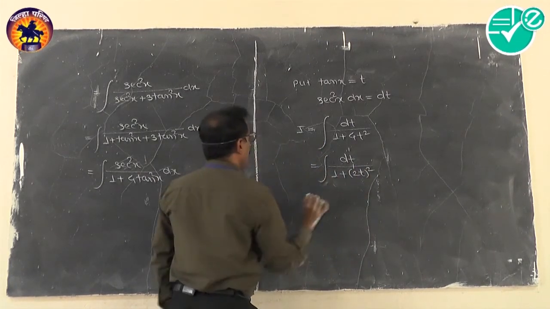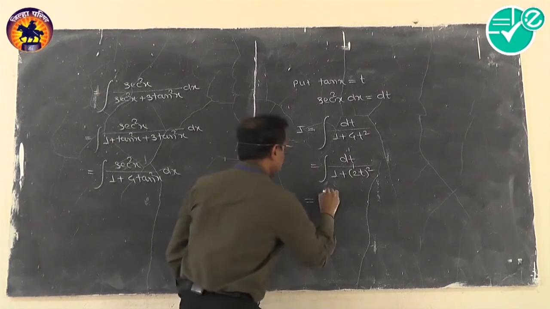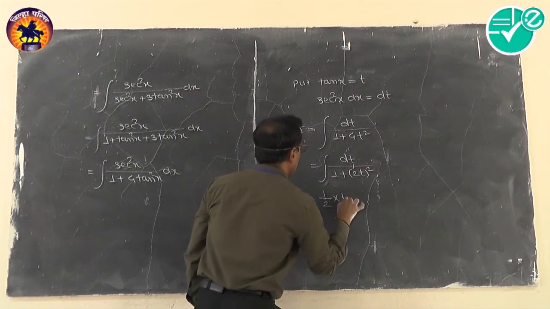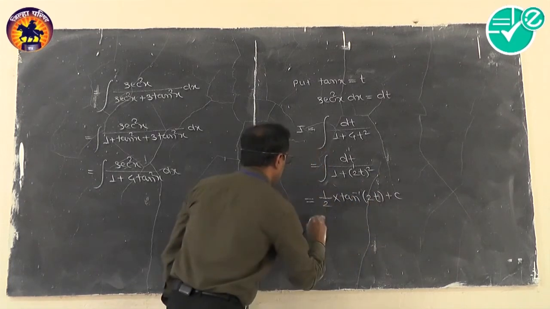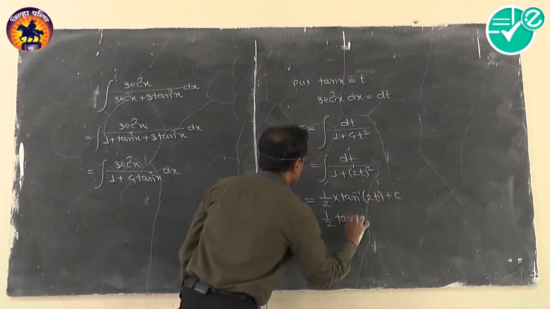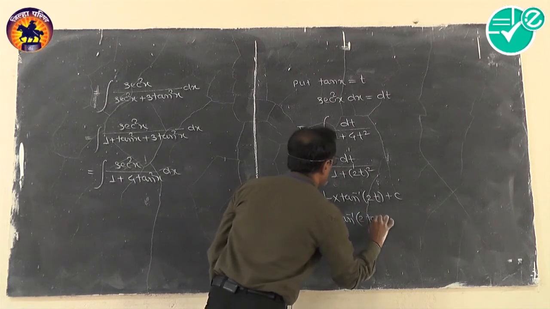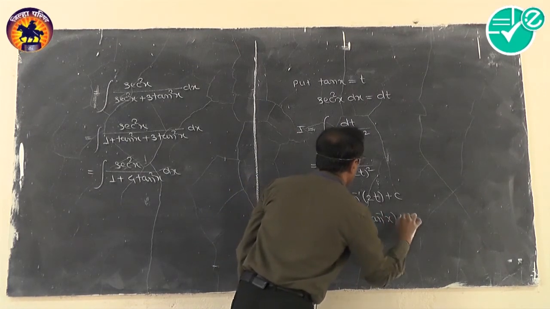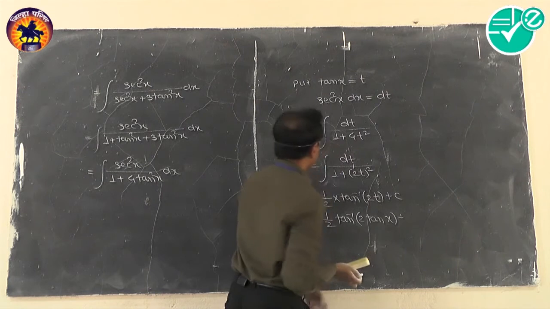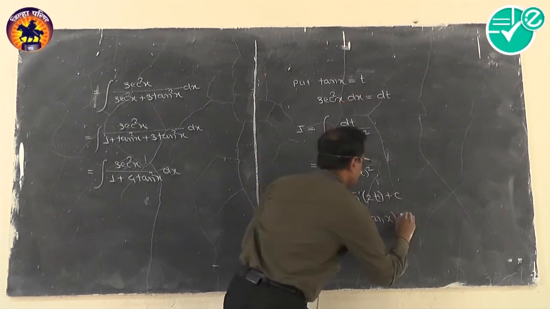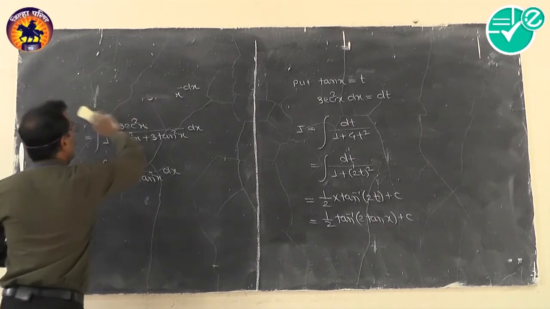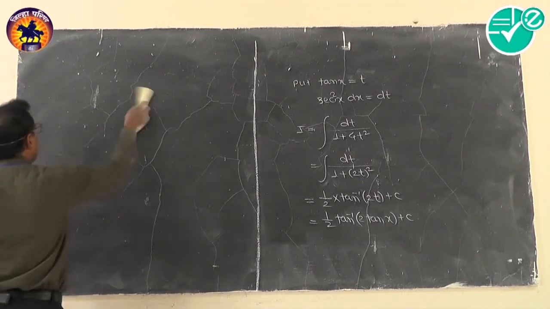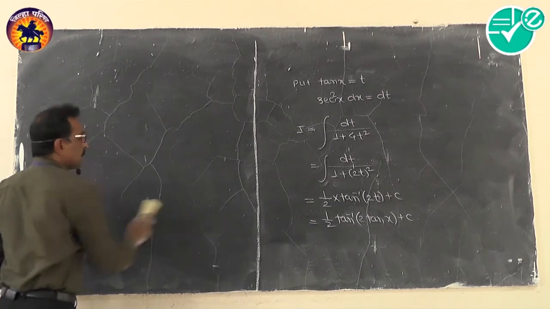I think 4t square means 2t whole square. The answer is 1 by 2 into tan inverse of 2t plus c. T is replaced by tan x, and plus c. It is your required answer.